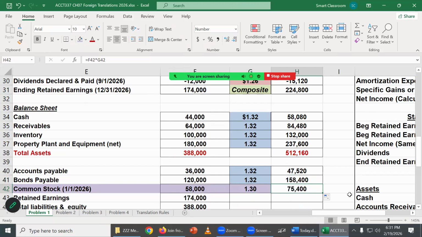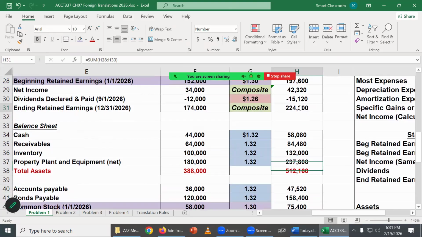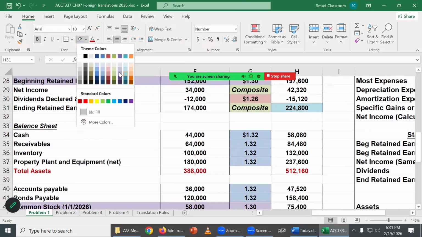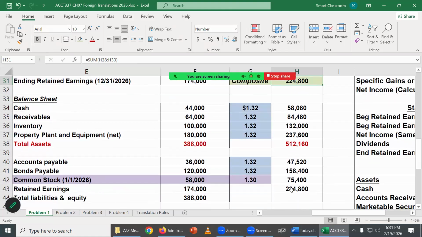So the common stock will be 75,400. And by the way, that one's going to stay the same forever. Well, as long as we don't change the common stock or sell it or anything like that, it'll be the same. It could be the same for 20 years. Retained earnings we already have. It's a composite. It's that number. Change it back to green.